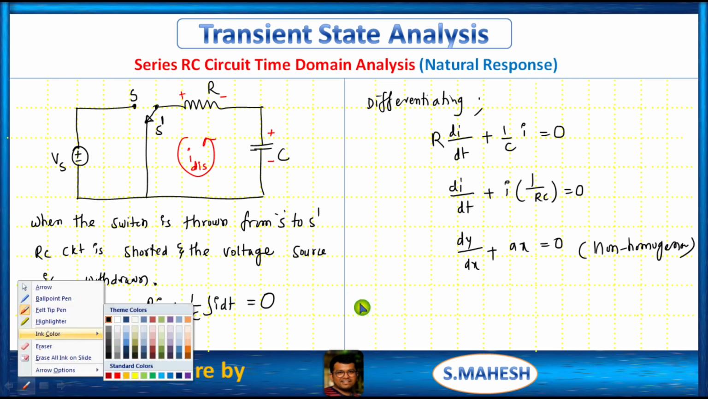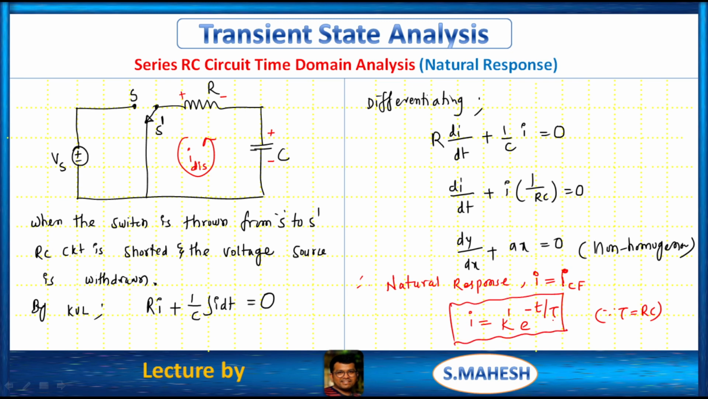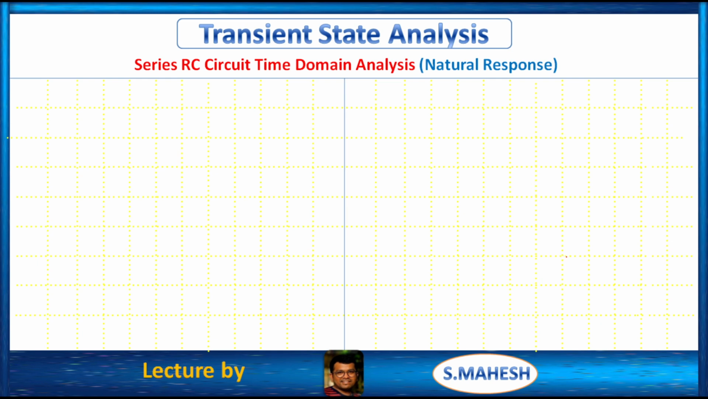Therefore natural response I, which is equals to only ICF, right? From this I is equals to what? K dash e power minus t by tau. Tau is nothing but what? Since tau is nothing but RC. Clear? This is we have to get. Now we have to use our initial conditions to get the value of arbitrary constant.